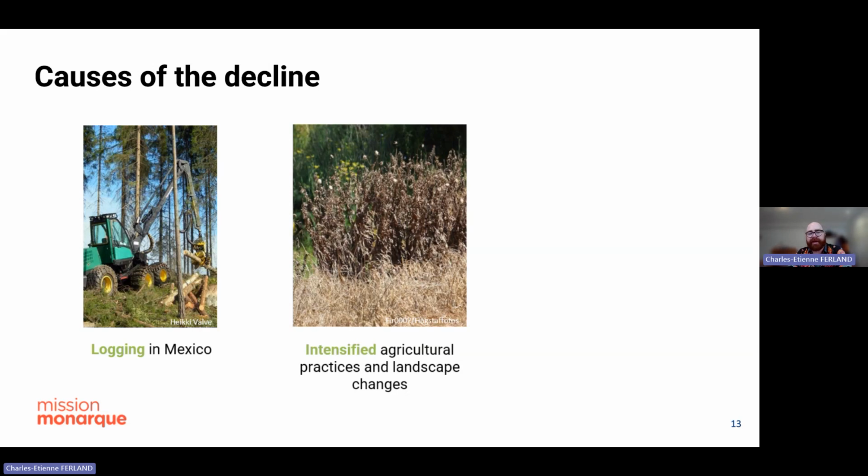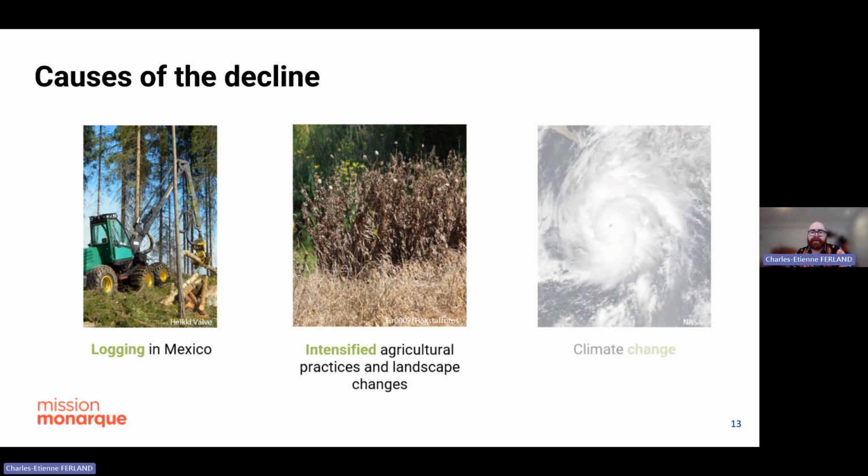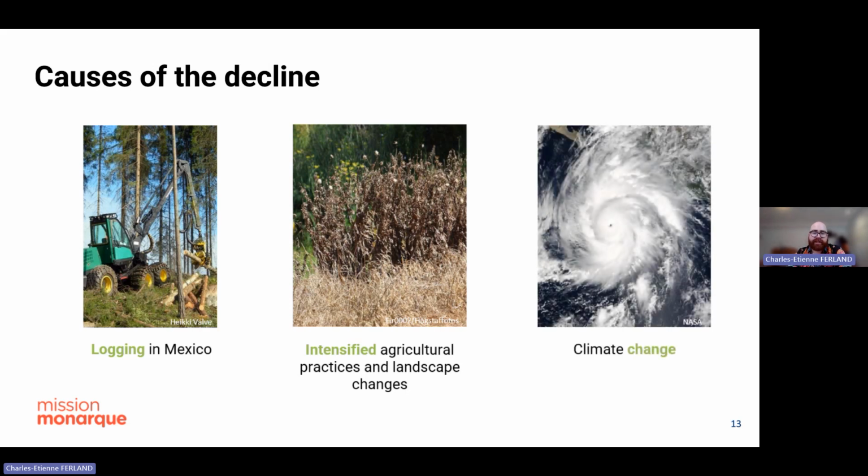Then we have intensified agricultural practices and landscape changes. As the landscape changes, and by that I mean less flowers available, less milkweed, there's less habitat for the monarch. And then climate change. Imagine the effect of extreme, more frequent meteorological events along the migratory pathway of the monarch. This can also decimate large chunks of the population.